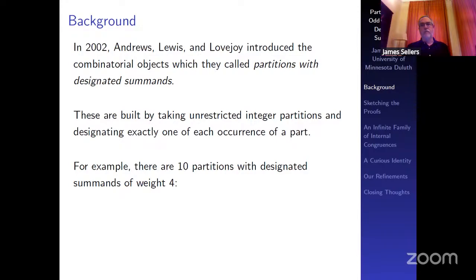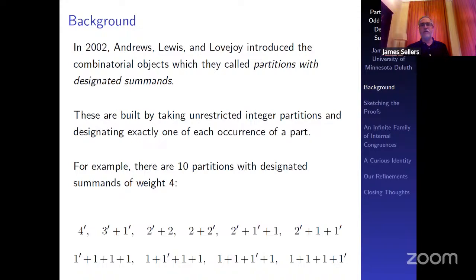So we're going to take the weight 4 partitions, and we're going to build the partitions with designated summands. So here they are. And we're going to designate the parts with a little tick mark or an apostrophe, however you want to view this. Notice that what's happened here is I've taken the partitions of 4, 3 plus 1, 2 plus 2, 2 plus 1 plus 1, and 1 plus 1 plus 1 plus 1. And I am required in each of those partitions to select one of each of the parts, and I must put a mark on that part.